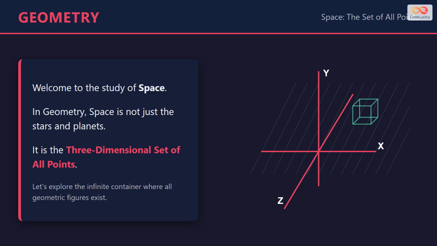Today, we are going to explore a fundamental concept that forms the container for everything we study in geometry. We are talking about space. But in geometry, space isn't about astronauts and galaxies. Instead, it is defined as the three-dimensional set of all points. It is the infinite environment where every shape, line, and solid exists.